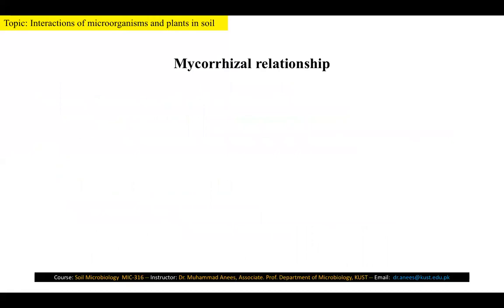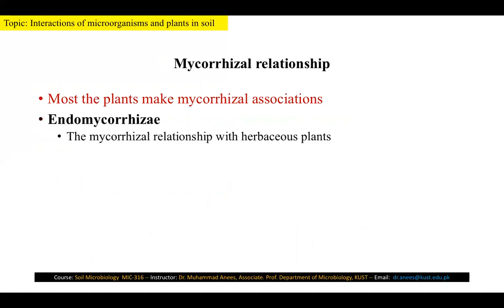Now, the next relationship that we will discuss here is the mycorrhizal relationship. It's also a symbiotic relationship. This symbiotic relationship is between plant roots and fungi. The mycorrhizal relationship is of different types. For example, the first one is endomycorrhiza. The endomycorrhiza, as the name indicates, is a relationship inside the roots between fungi and plants.